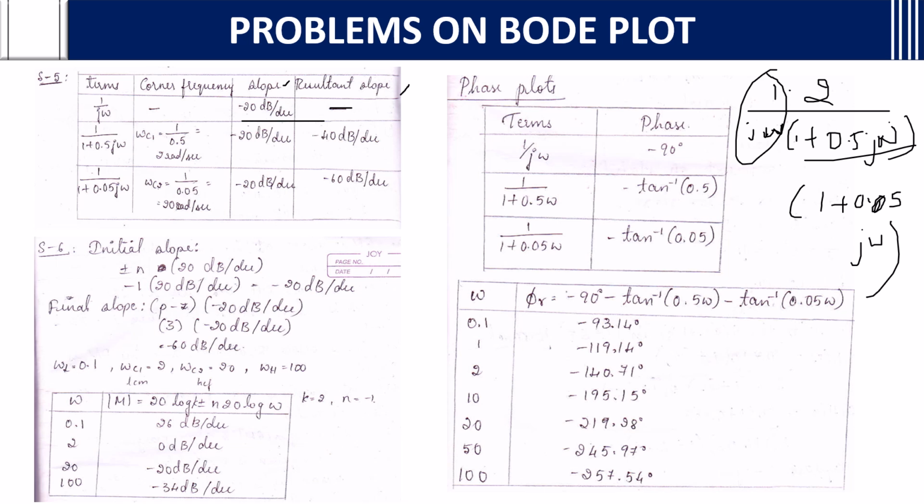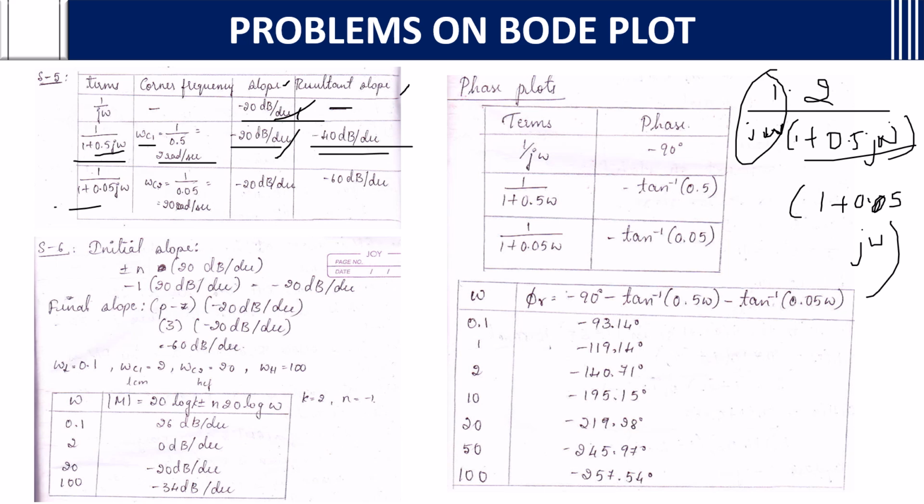Then you have 1 by 1 plus 0.5 j omega. The corner frequency will be what? Omega c1, that is the first corner frequency. 1 by 0.5 is nothing but 2 radian per second. Its slope will be what? Minus 20 dB by decade, as it is a pole. And previously you had another minus 20. So the resultant will be the previous minus 20 and this minus 20, that is minus 40 dB by decade.